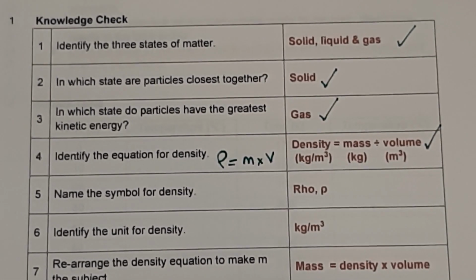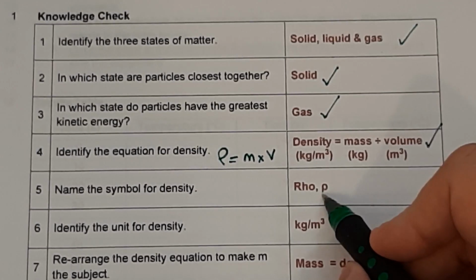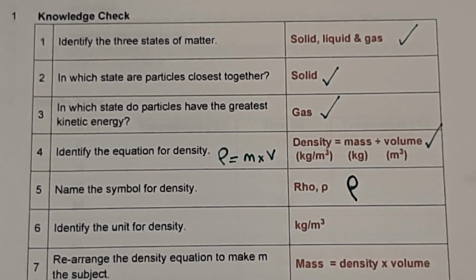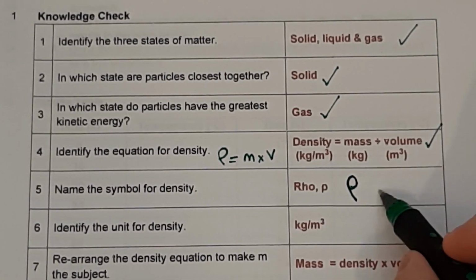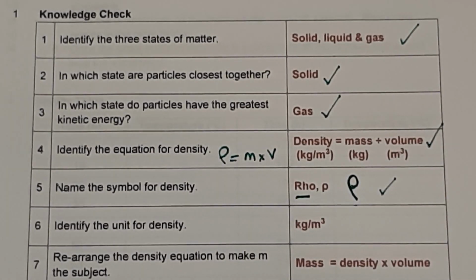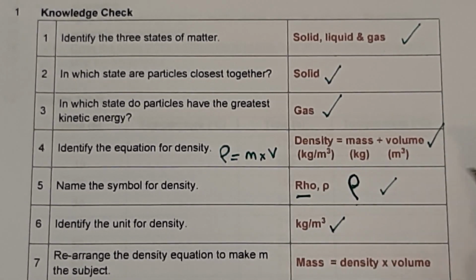Question 5, name the symbol for density. Well, it's rho written like a P, or sometimes almost like a sort of funny E/P shape, okay? So as long as it looks vaguely like one of these, that's fine. You don't need to write the name rho, you just need to have drawn the actual letter, the actual symbol. Question 6, identify the unit for density, so that's kilograms per meters cubed. Okay, make sure you've got that slash in there to show that it's per meters cubed.